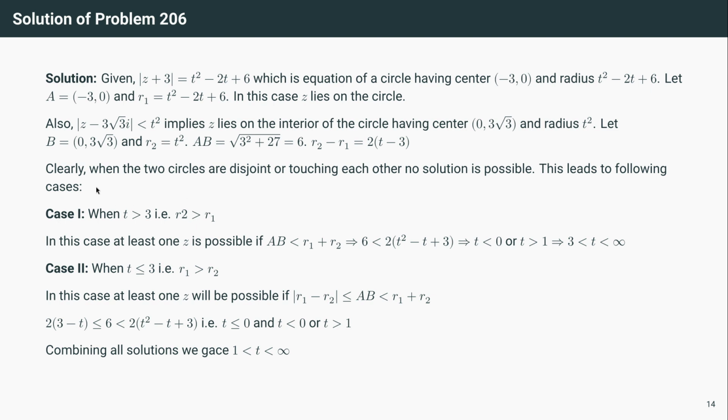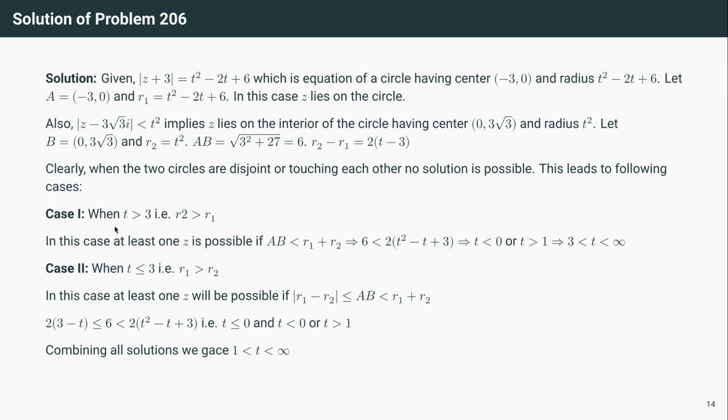Now clearly, if the circles are disjoint or they touch each other, a solution won't be possible, because here z lies inside the circle and here z lies on the circle. So if they are disjoint or touching each other, z will have no solution.